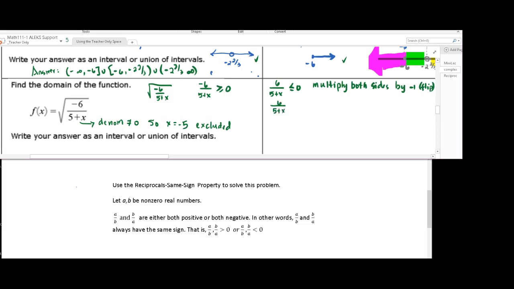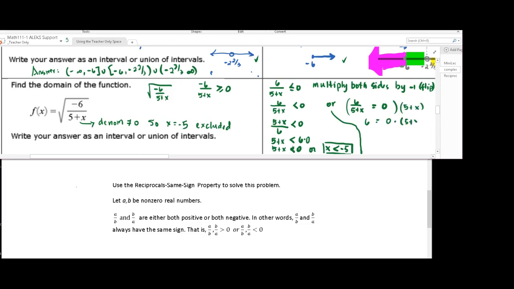Now less than or equal to 0 means less than 0 or equal to 0. 6 over 5 plus x less than 0 means the reciprocal is also less than 0. Multiply both sides by 6 and we'll get 5 plus x less than 0, or x is less than -5. On the other hand, for 6 divided by 5 plus x equal to 0, multiply both sides by 5 plus x and we'll get 6 equal to 0, which is a contradiction, therefore it cannot happen. Therefore, x is less than -5.